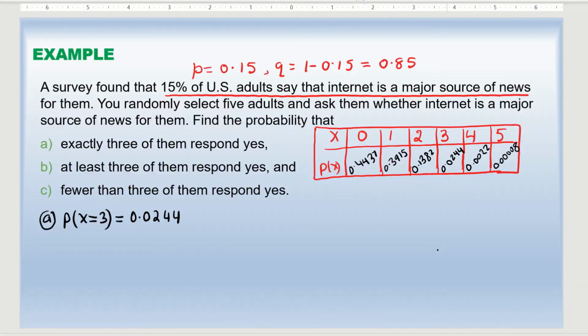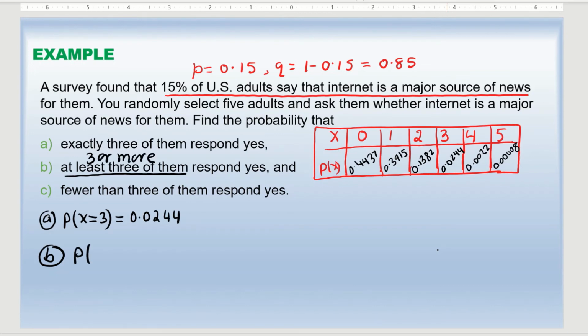0.0244. That is your A. In part B, we are asked to find the probability that at least 3 of them. When we say at least, that is 3 or more. At least 3 means 3 or more. That is the meaning of that.